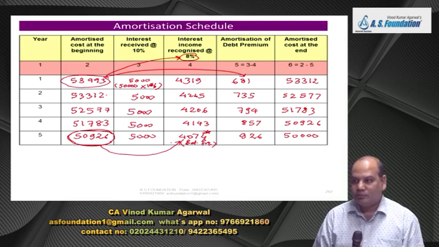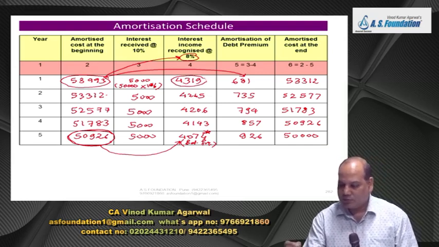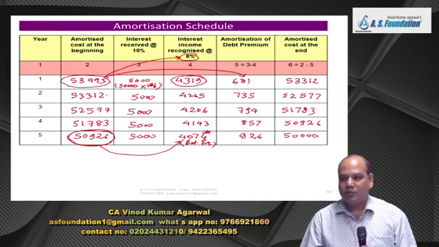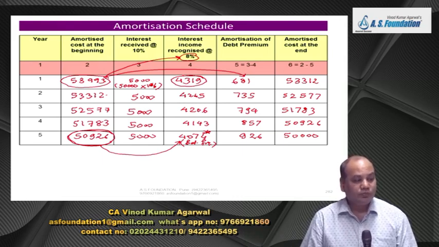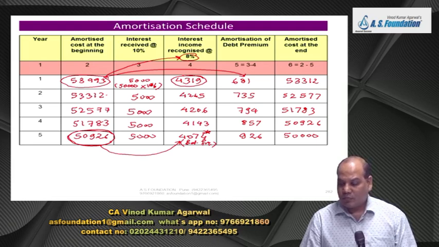20x5. 31st December will pass entry for interest earned. What is the entry you will pass? Investment in bond account debit to interest income. This is your effective earning. Investment in bond account debit to interest income account, 4,319. Same day continue.